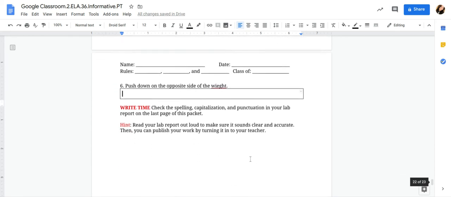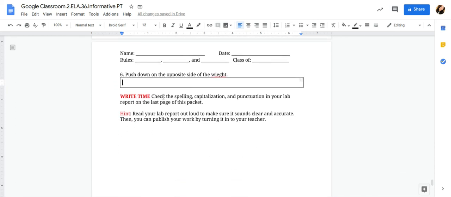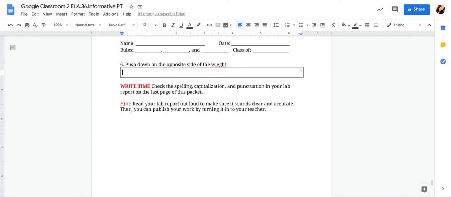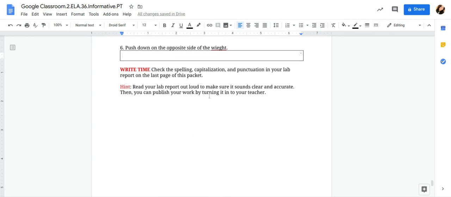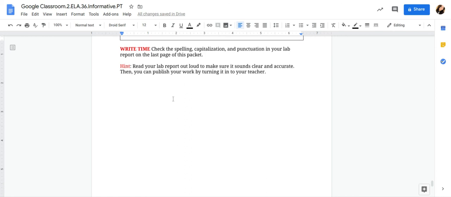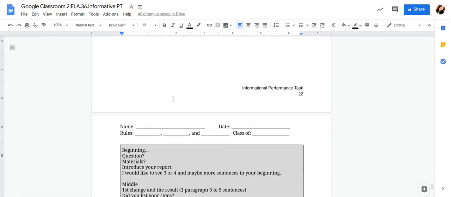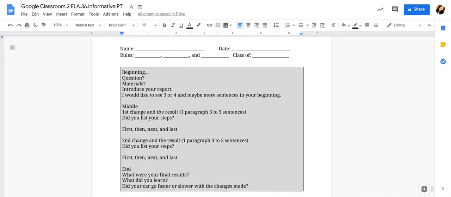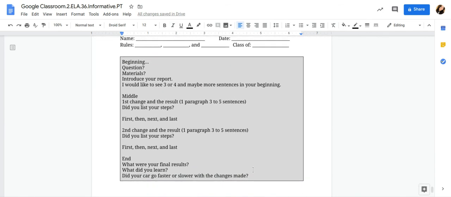Now fix it. What I want you to do is check your spelling, capitalization, and punctuation. Read your report out loud and make sure it's clear and accurate. Then publish your work by turning it in. So I want to make sure there are no red squiggly lines in yours.